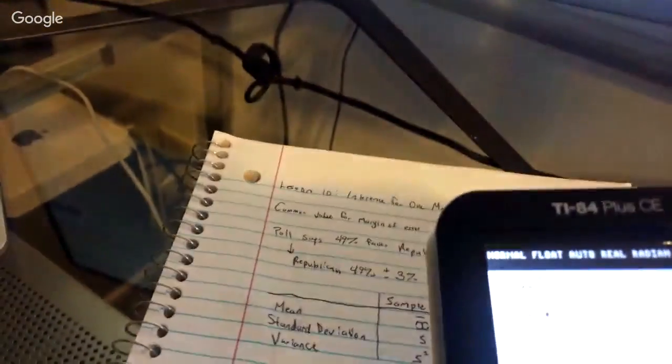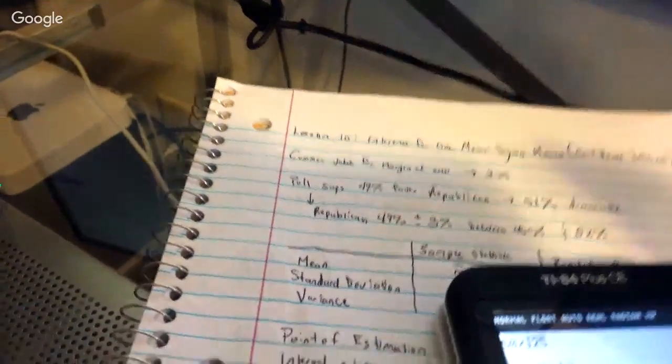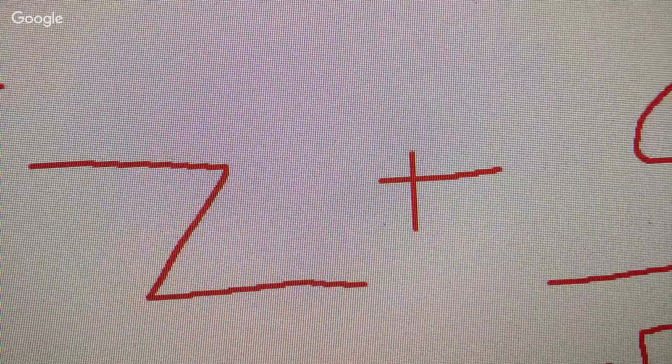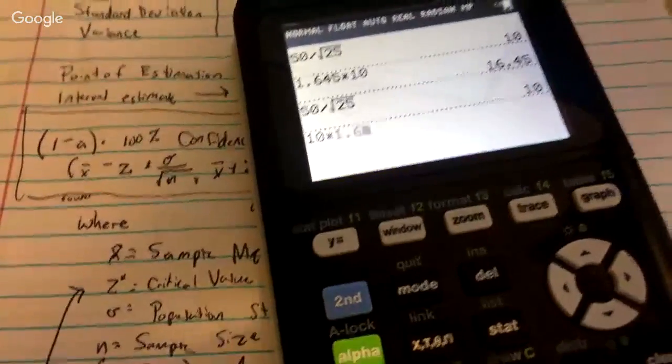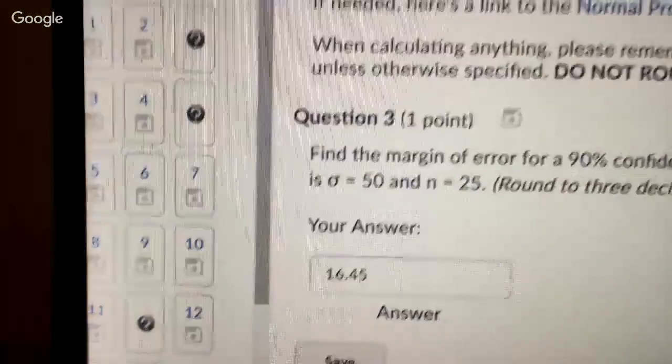So if you do 50, all right, here's my calculator. What the heck? 50 divided by the square root of 25. That gives you 10. And it's, does it say plus? No, it's times. You see how this says plus? That's supposed to be times, my bad. Oh, okay. It's 10 times 1.645. Okay. So for that, I got 16.45, for example.